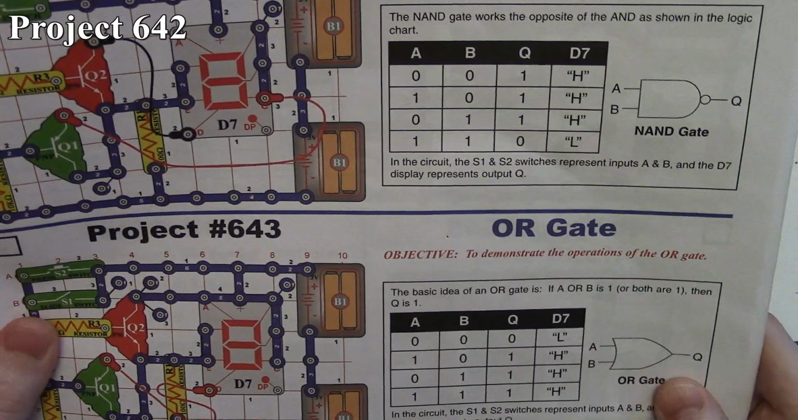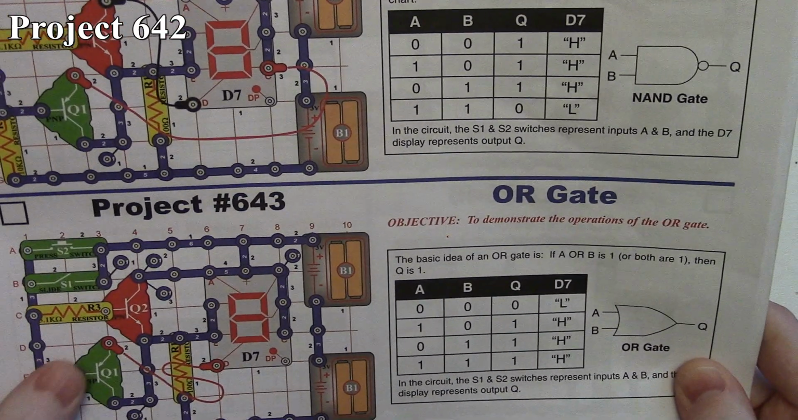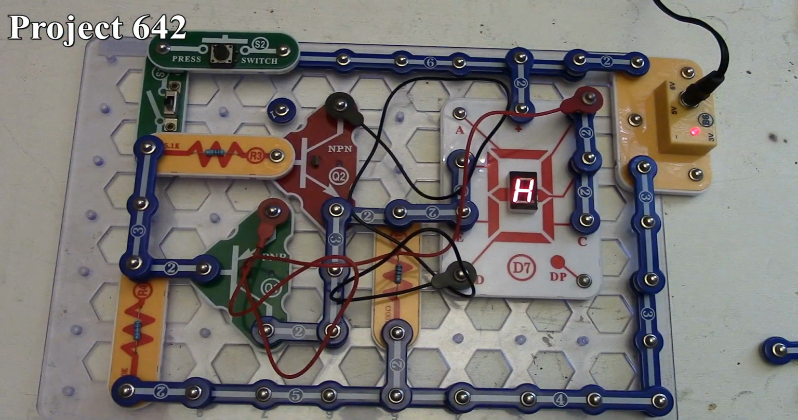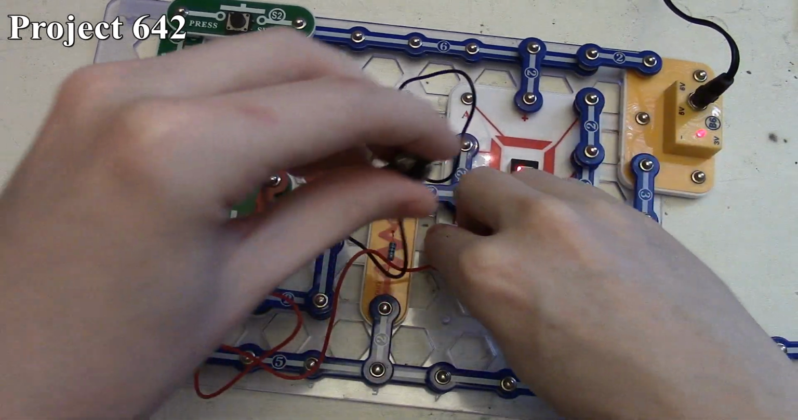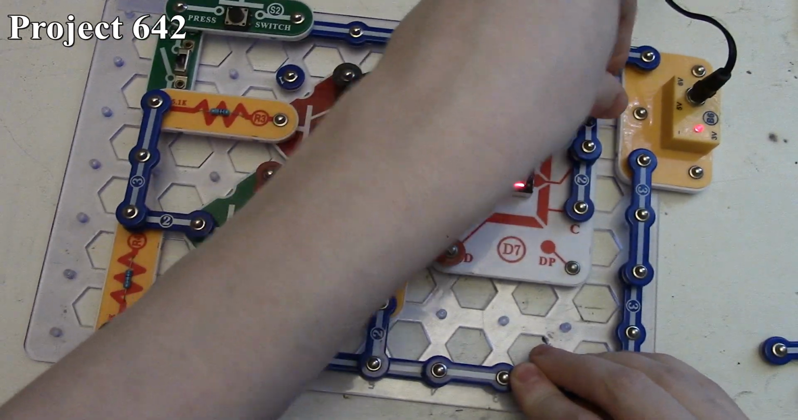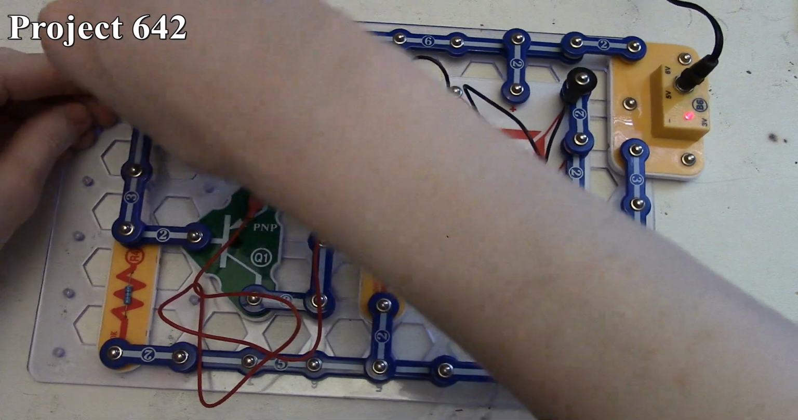642 works. Now we're going to look at project 643, which is the OR gate. So let's rebuild the circuit a little bit here. Change these back around. And just change these.